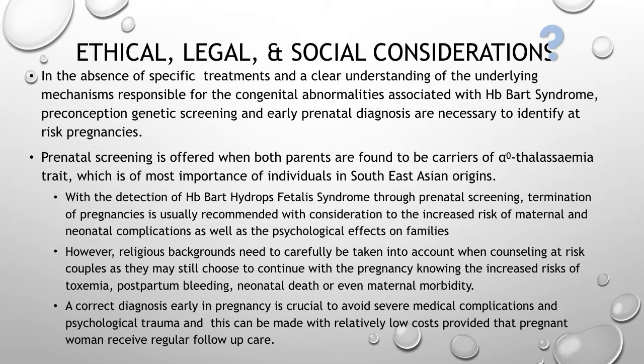So then we go on to the ethical, legal, and social considerations. In the absence of specific treatments and a clear understanding of the underlying mechanisms that are responsible for the congenital abnormalities associated with the HB Bart syndrome, preconception genetic screening and early prenatal diagnosis are necessary to identify at-risk pregnancies. Prenatal screening is offered when both parents are found to be carriers of the alpha-0 thalassemia trait, which is most important in individuals of Southeast Asian origins.